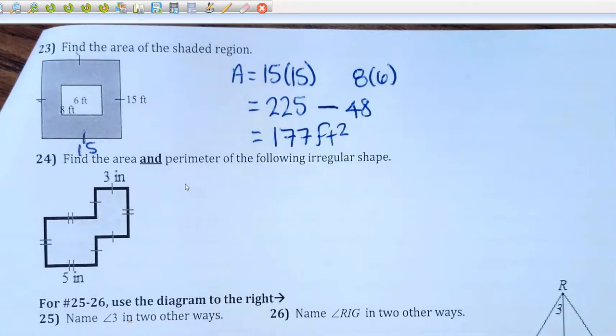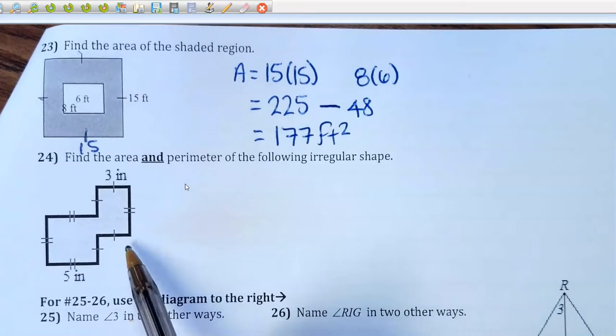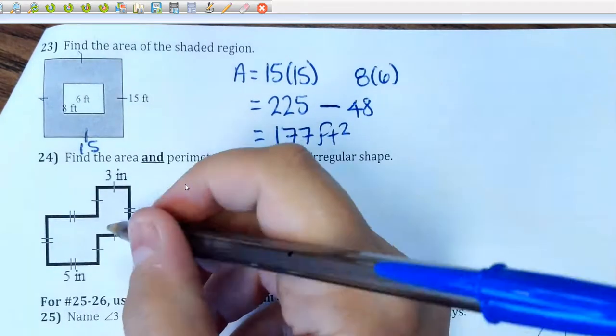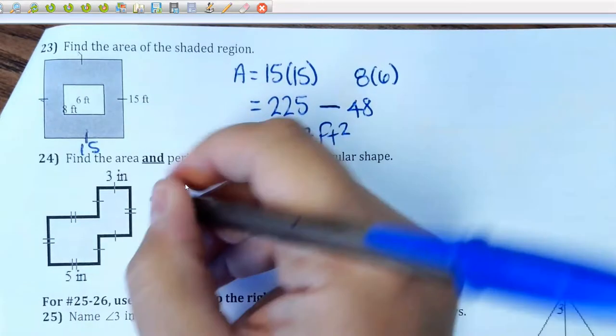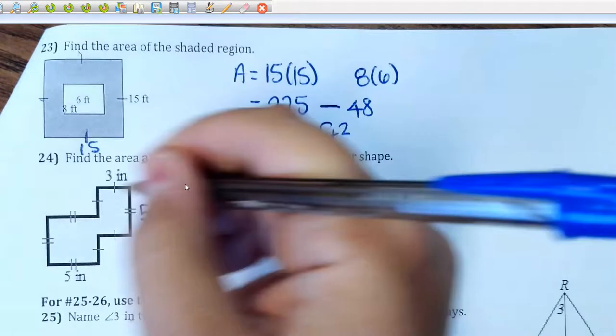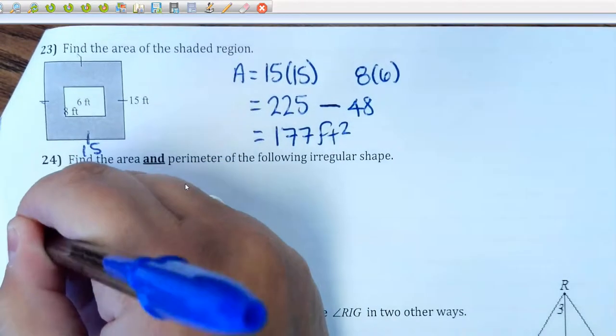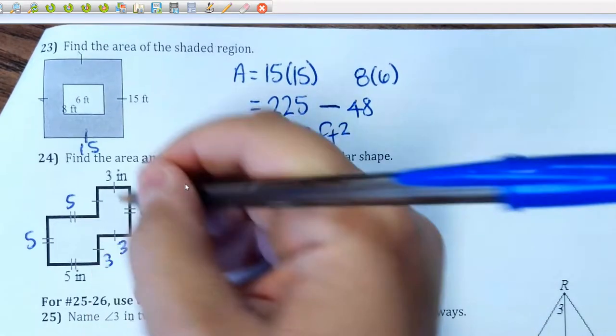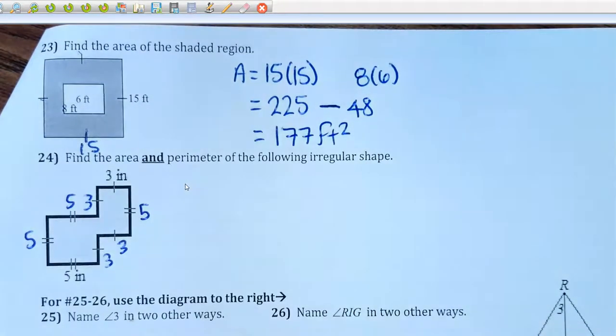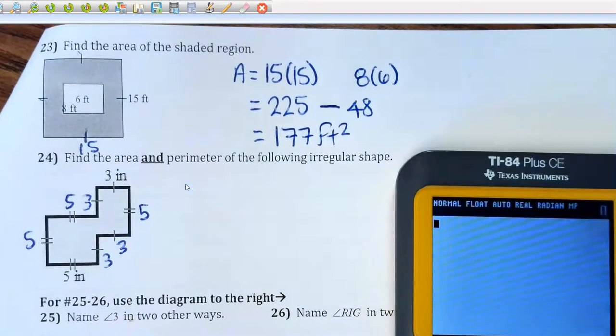24 says find the area and the perimeter both. So if you guys remember the markings, if this is a double mark, any double mark is going to have the same length. So this would be 5, this would be 5, this would be 5. And any single mark is going to be 3. So 3, 3, 3. All right. And then I'm just going to go around the outside of the figure to get the perimeter here, and I'm going to use my calculator.